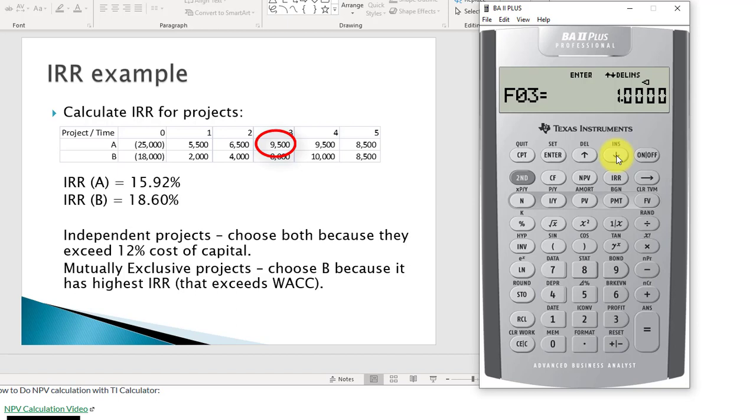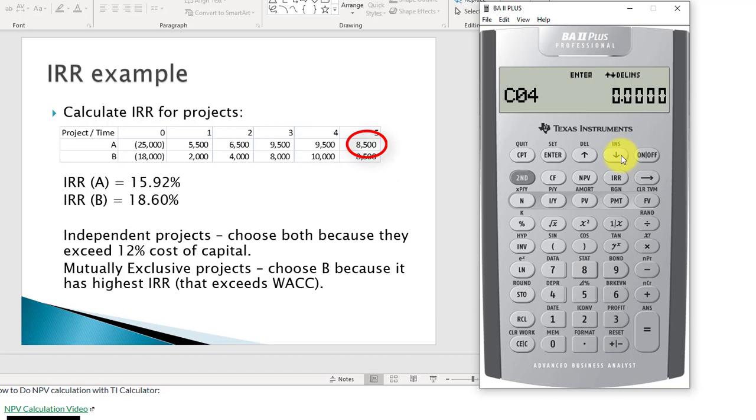And this particular cash flow happens twice. 9,500 occurs twice in a row. And so I can hit 2 and enter, and it tells the calculator that cash flow is happening twice in a row. And then I can move on to cash flow 4, the fourth unique cash flow.